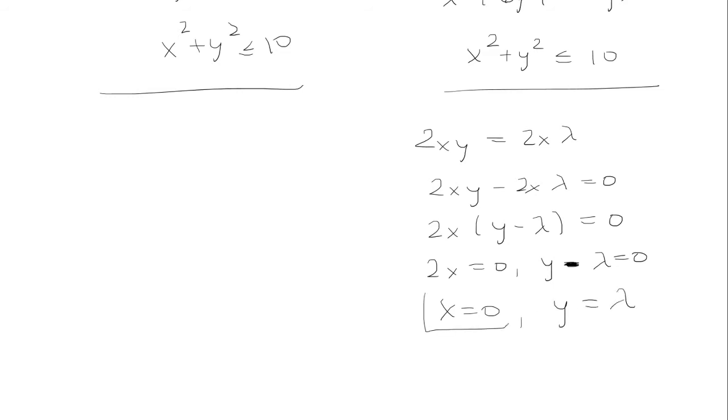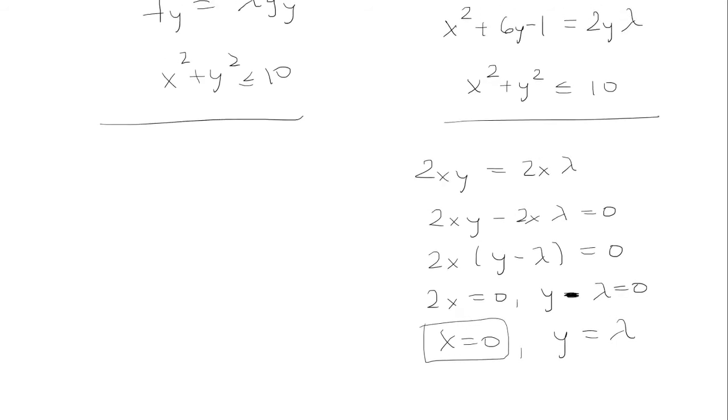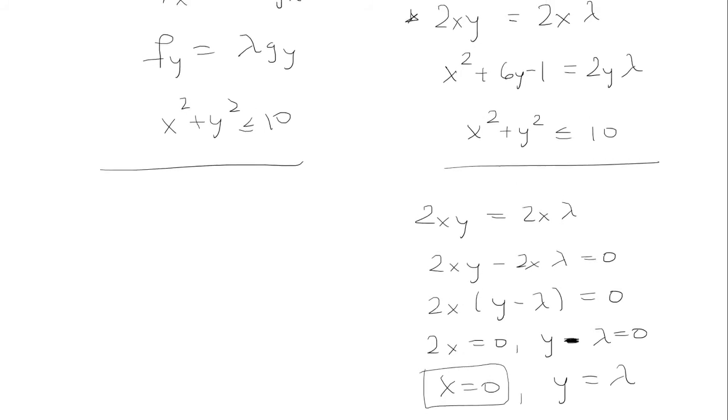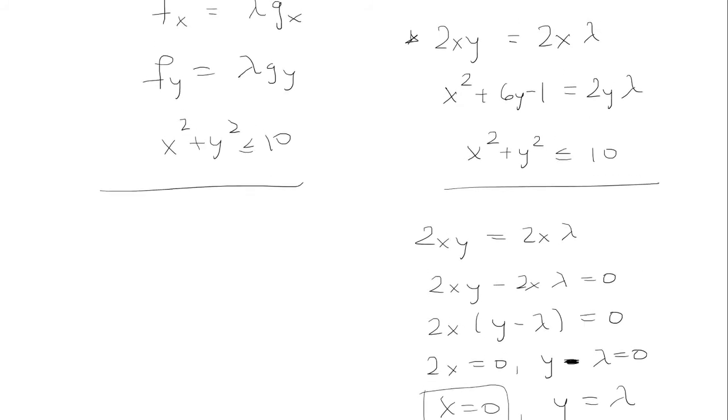Okay, so we found one of the possible max and min candidates. In order to find y, I can just plug it into the constraint. So if x is 0, we'll have 0 squared, which is 0, and we'll say y squared equals 10. So y is plus or minus square root 10. Okay, so these are possible candidates, so we'll label that as 1.